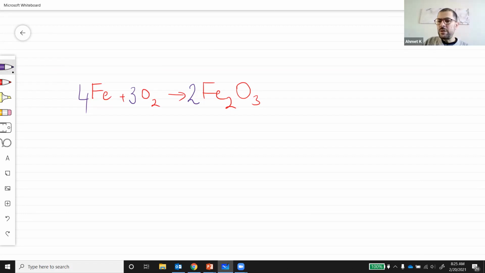So if I ask, what's the iron charge here? 0. Everybody agree? Right? Because iron didn't react with anything else. Whenever we have a reaction, remember I told you, it's all about the number of electrons. They actually exchange the number of electrons.